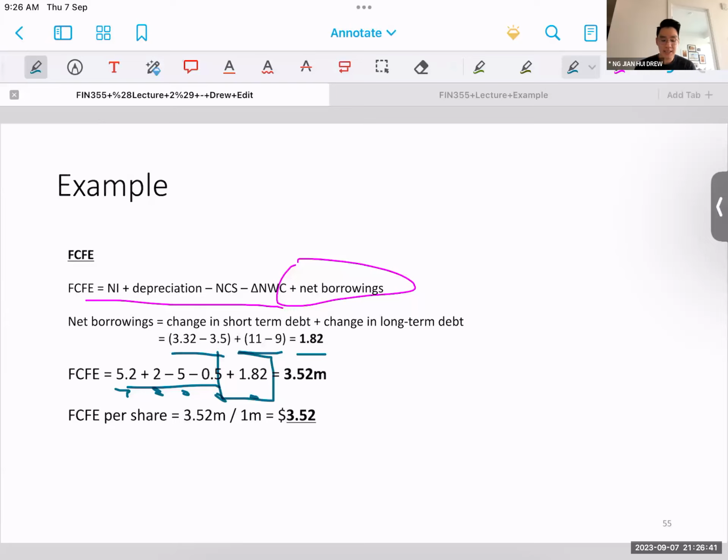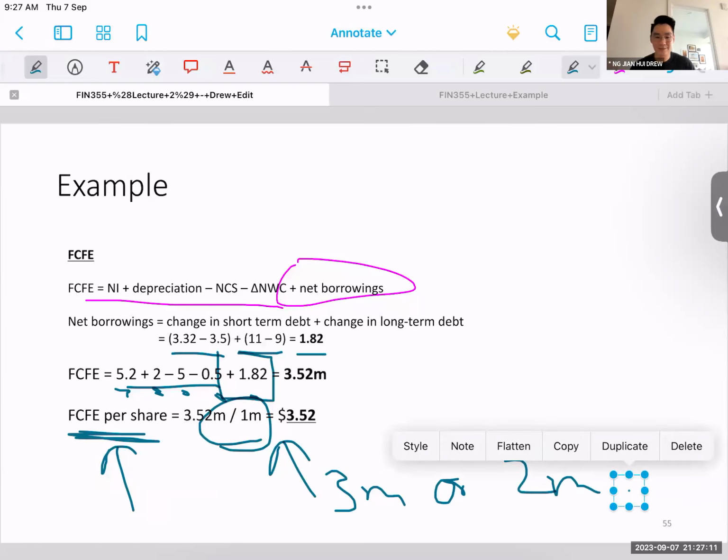And then the question asks for FCFE per share. So make sure you divide by the number of shares. This is important. Usually it's just like 2 marks or 3 marks, but a lot of times people forget to do this. So you calculate FCFE and then you're happy and you're done. But please remember, if the question says per share, please divide by this. Usually this is like 3 marks or 2 marks. So don't lose those few marks. Okay.